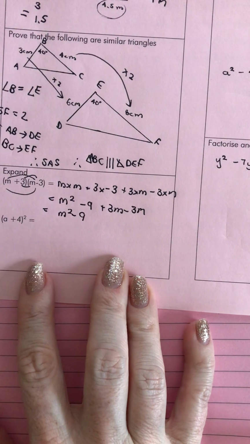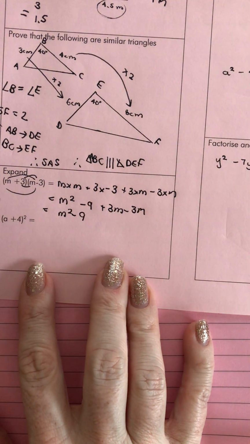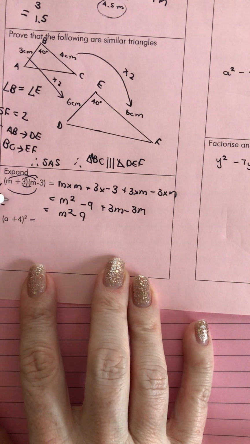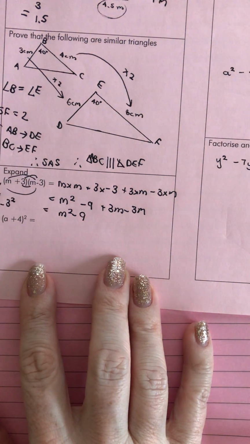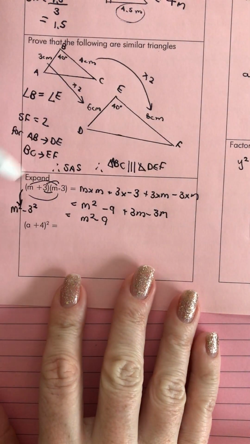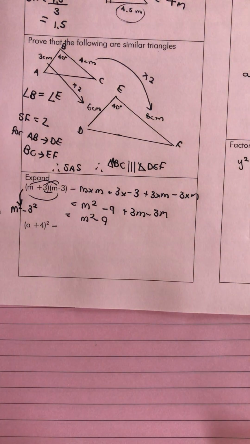Now, you may have seen that and recognized that as difference of two squares, which means you would have been able to go straight to m squared take 3 squared equals m squared take 9. Obviously, we want you to do it the shorter way. So if you can recognize that pattern, that's obviously going to make it quicker for you.